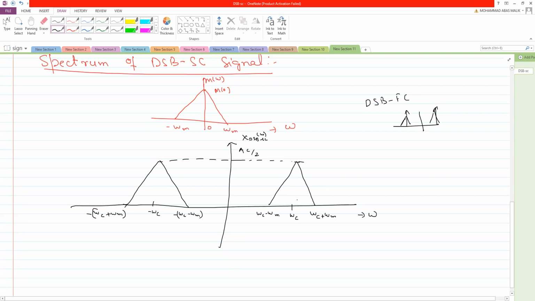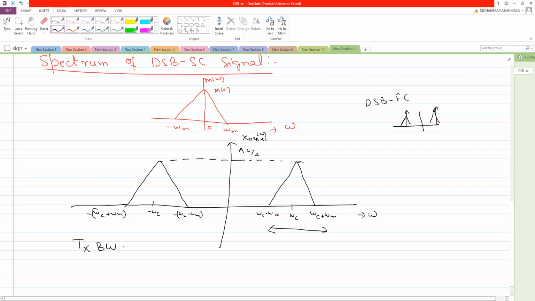That means you can relate this, that you have managed to suppress the carrier signal. But what about the transmission bandwidth? It will remain the same. Transmission bandwidth means the total bandwidth from here to here. That's your bandwidth. Negative is just for the sake of symmetry.